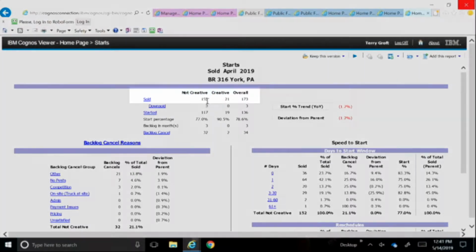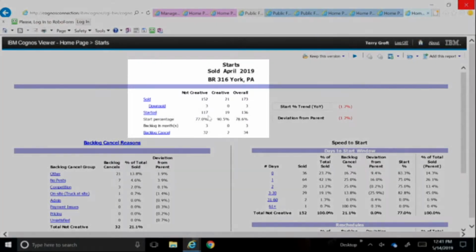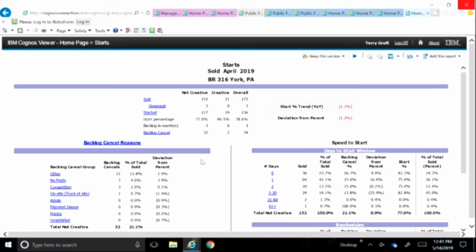Okay, so there were 152 sales in the month of April, 3 of which were downsold. 117 of them were started, so their start percentage is 77%. And that percentage could go up slightly if these 3 other starts actually are started. But of course, it's 2 weeks into May now, so personally I'm more skeptical that those are going to be started. Those are probably going to end up as backlog cancels at that point in time. So this is a great report.